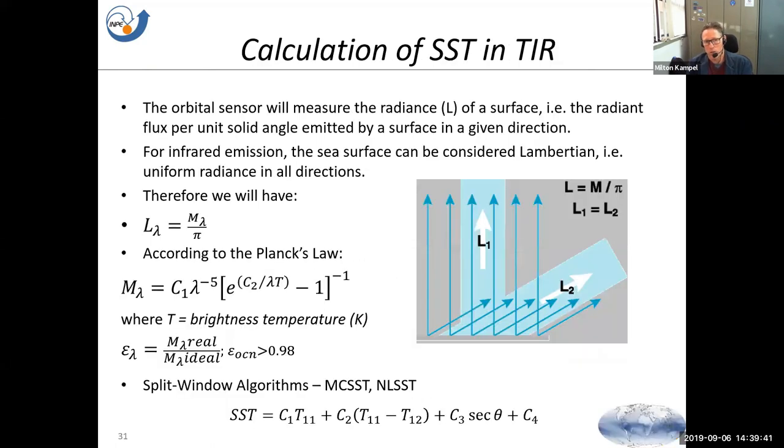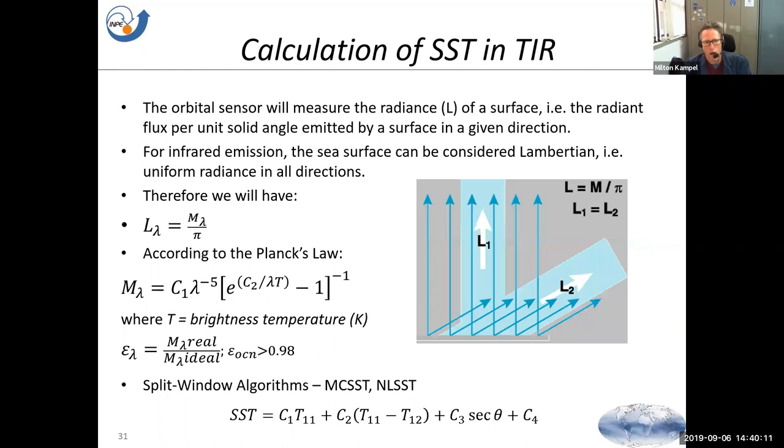So the orbital sensor measures basically radiance, L, of a surface. And by definition, radiance is the radiant flux per unit solid angle emitted by a surface in a given direction. For infrared emission, sea surface can be considered almost Lambertian. That means uniform radiance in all directions. So therefore, we have that the radiance equals energy excitance, emittance per wavelength, divided by pi.